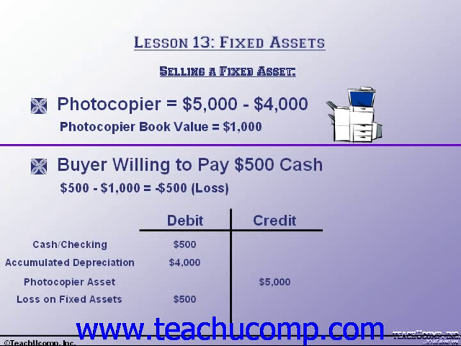You will then debit the accumulated depreciation account used for the fixed asset by $4,000 to remove the asset's accumulated depreciation. Now you debit the loss on fixed assets expense account for $500. This gives you a total of $5,000 in debits recorded in the journal entry. You then credit the photocopier fixed asset account for $5,000, canceling the original cost of the fixed asset. This shows the loss incurred from the disposal of the asset and balances the journal entry.